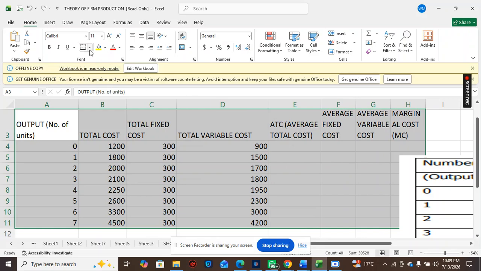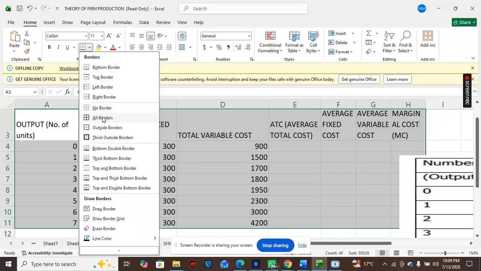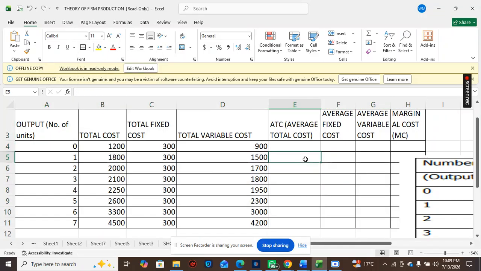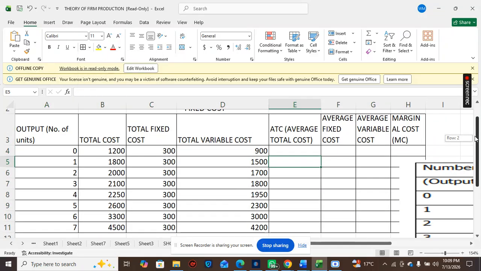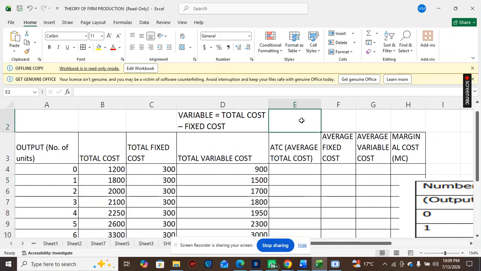Okay. We now move to our average total cost. Average total cost, ATC, equals your total cost divided by your output. The average total cost is just the total cost for 1 unit. Okay, colleagues. Average total cost is the total cost for 1 unit.